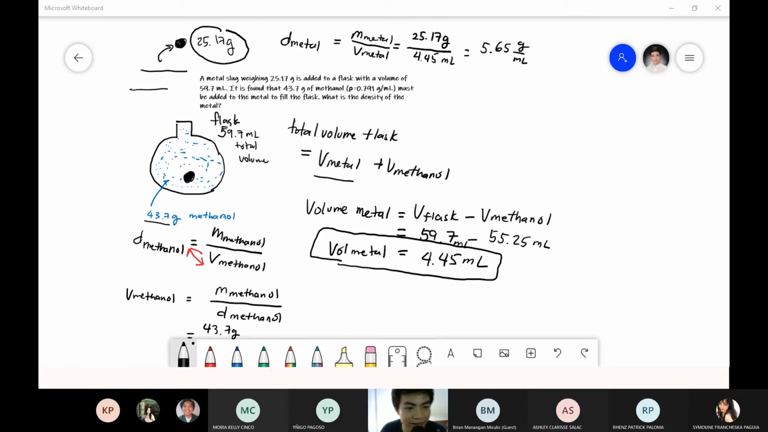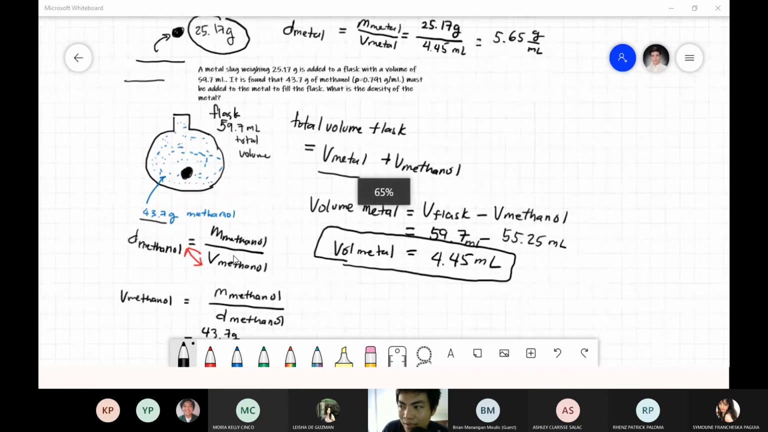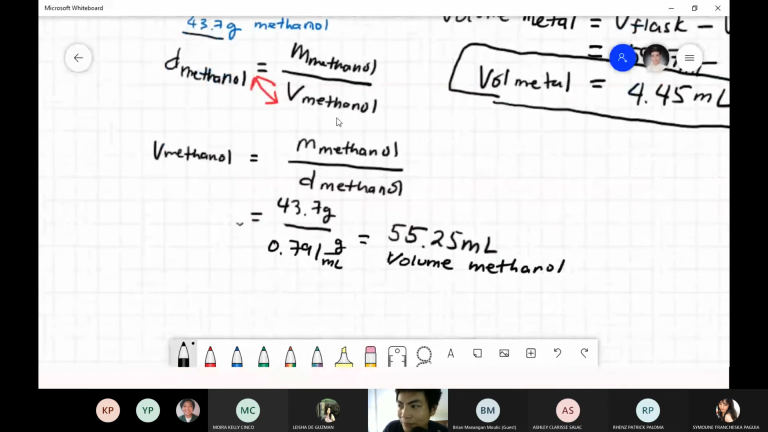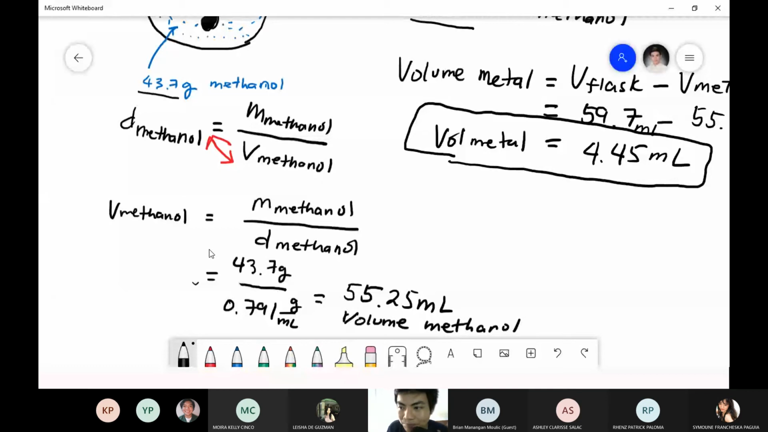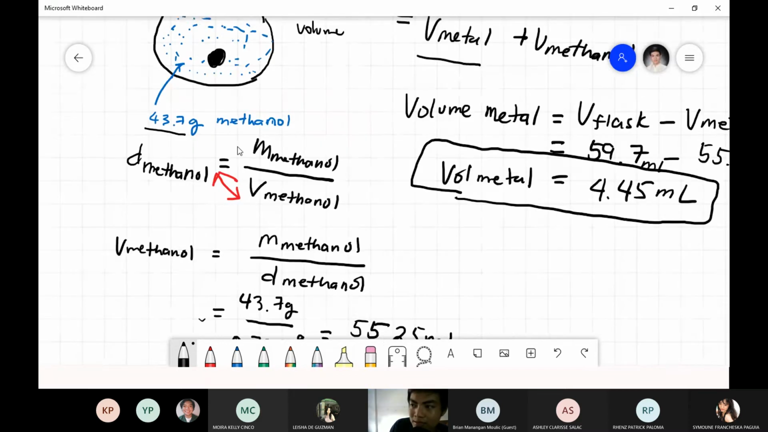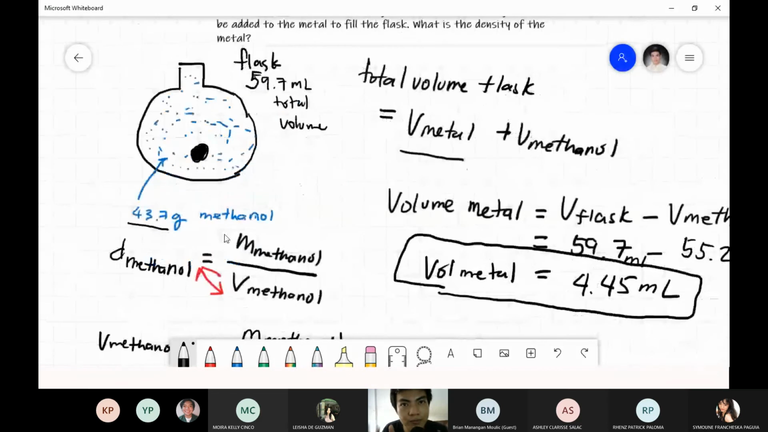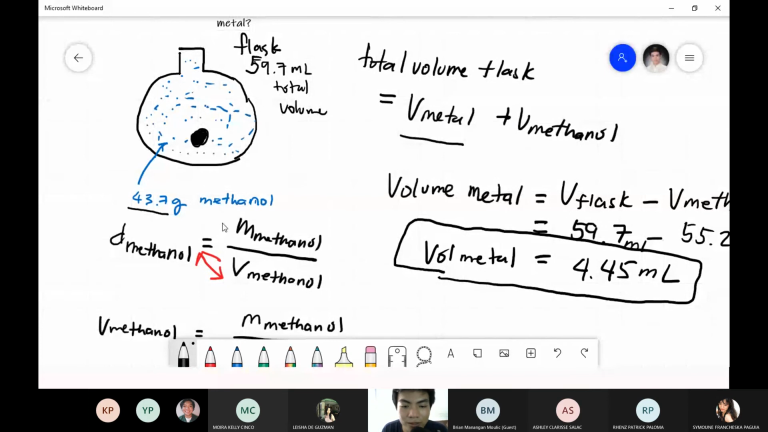Yes, Leisha. Sir, paano po ulit nakuha yung 55.25? Yun sa methanol. Ito. Okay. So, di ba kanina, ang meron tayo, density ng methanol, tapos yung kanyang mass. Kasi yun yung sinabi niyo dito, yung mass. So, para makuha mo yung 55.25 na yun, yung volume ng methanol.